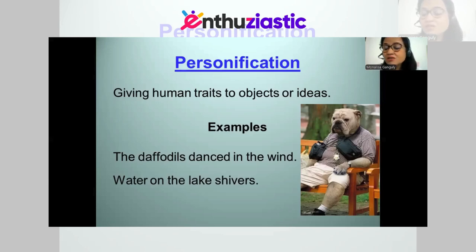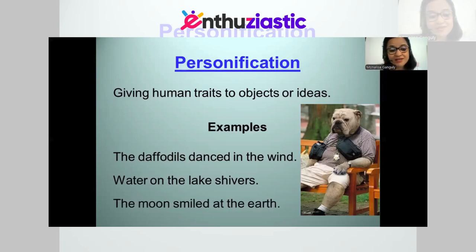Water on the lake shivers. The water is just moving with the wind. But the poet says the water is shivering. The moon smiled at the earth. How sweet. What a beautiful way of putting it across. The moon is shining in all its glory. And the poet feels the moon is smiling at the earth.